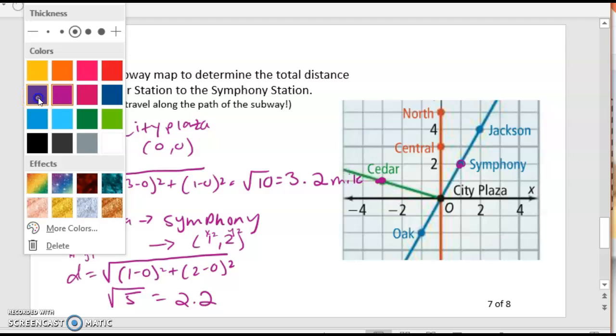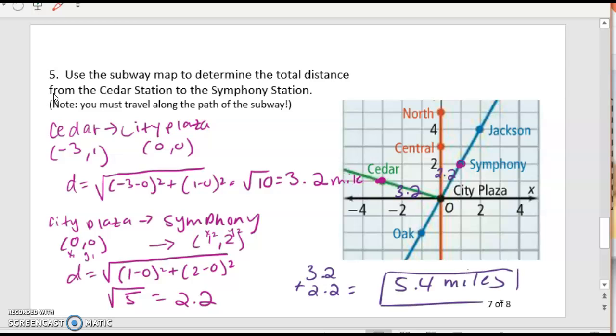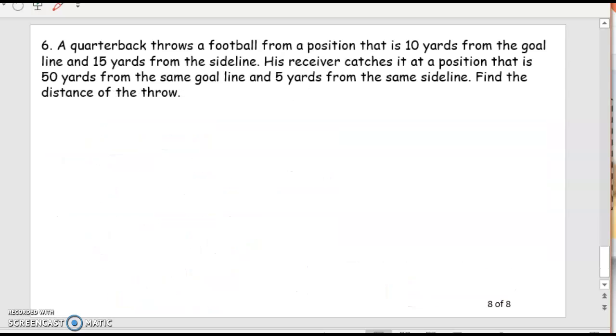So just to identify where those distances are, we have 3.2 is the distance from Cedar to the City Plaza, and then City Plaza to Symphony is 2.2. So the entire distance is those two distances added together, 5.4, let's call it miles. That's a really easy way to lose points on a quiz or a test, by not using your dimensions.